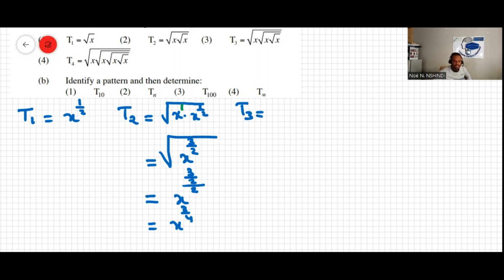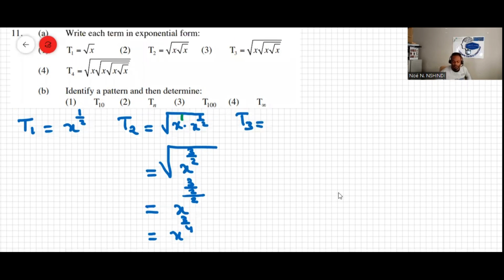Term 3 is the square root of x, square root of x, square root of x. Now note that this part here is the same as term 2. So we can write it as the square root of x multiplied by x to the power of 3 over 4. Again, there is an invisible power over here, which is 1.